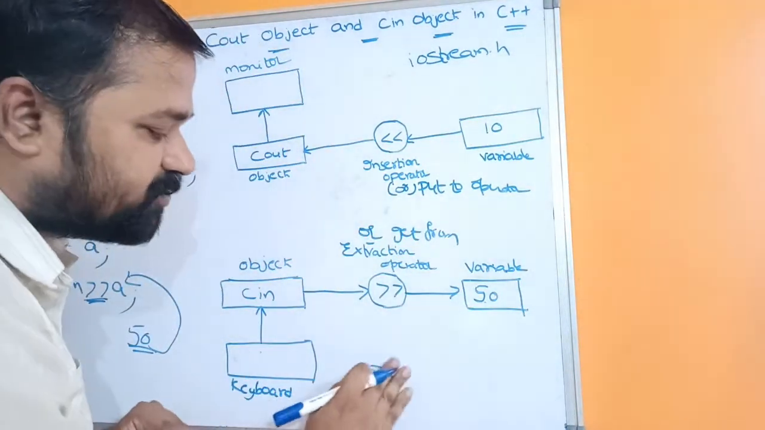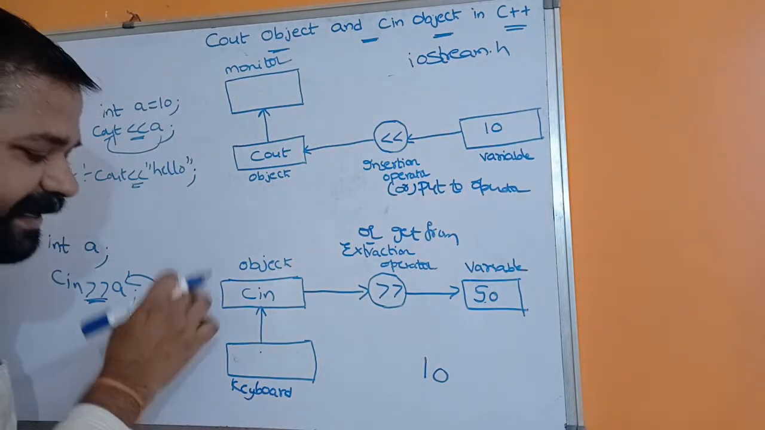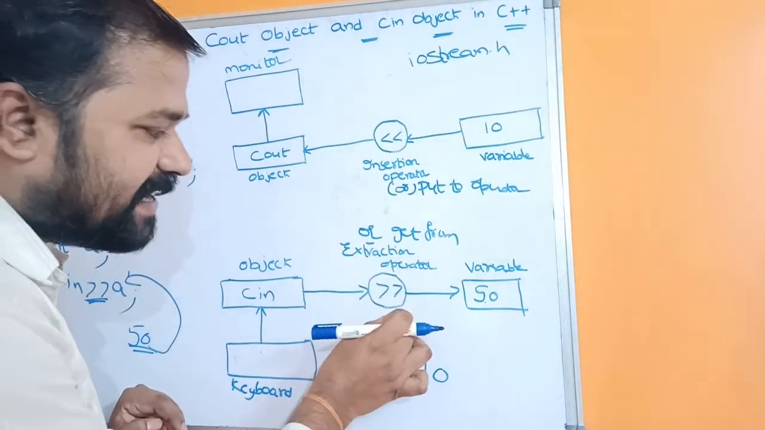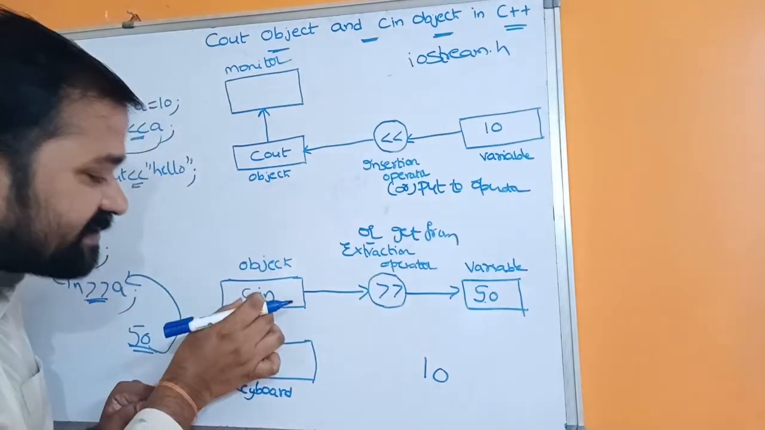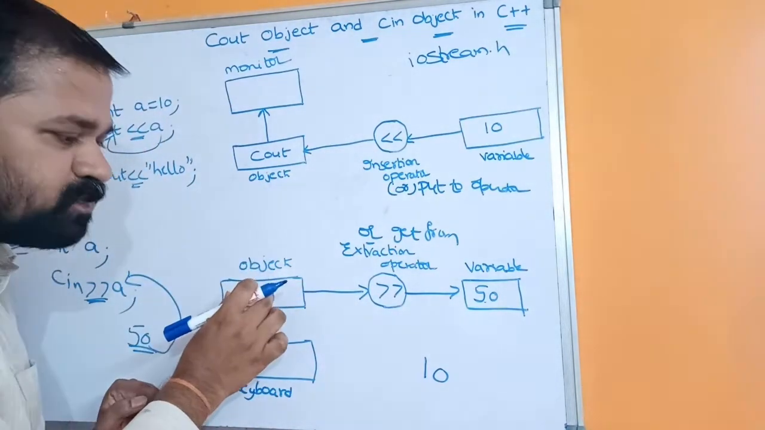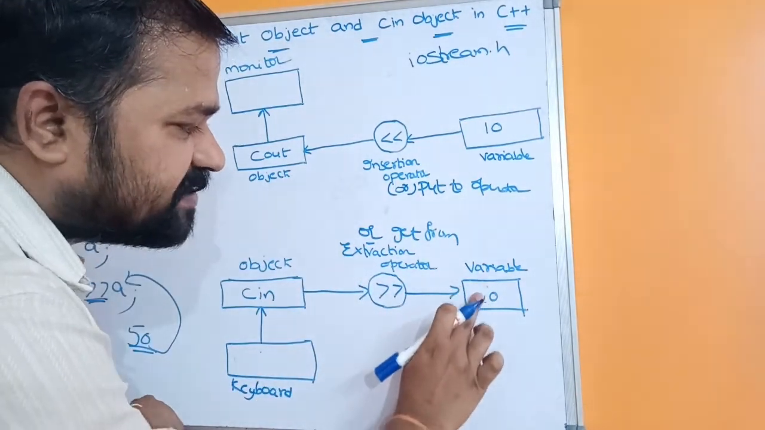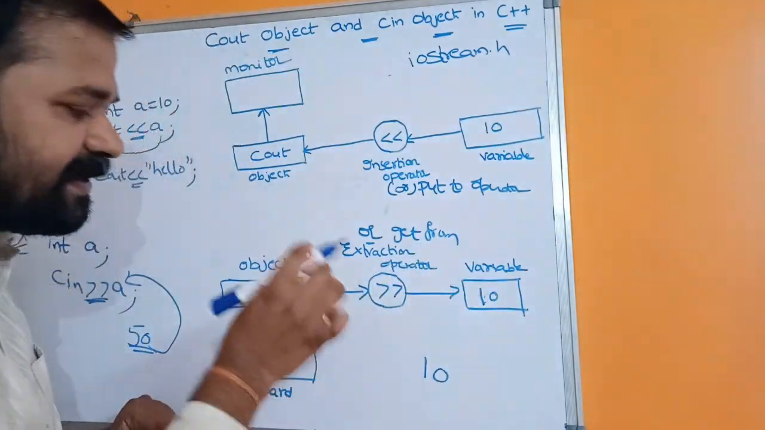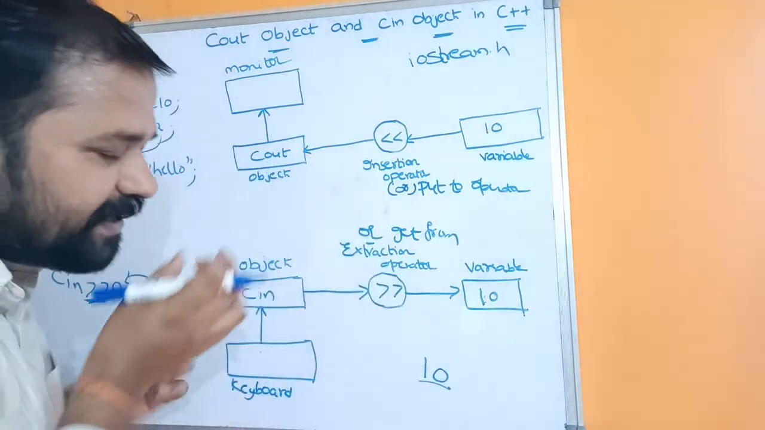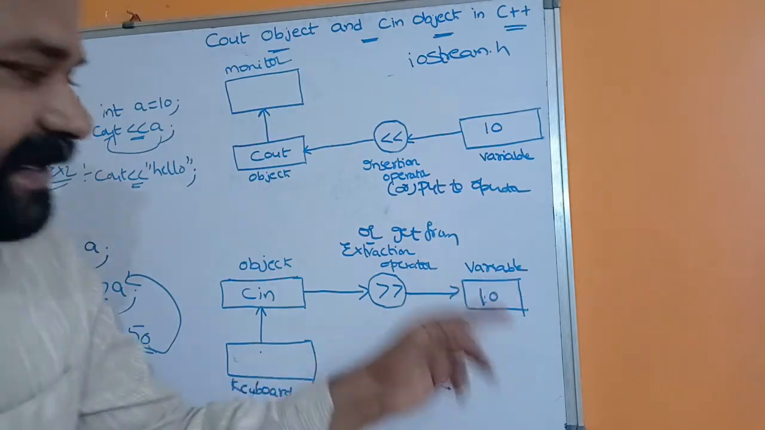Let us assume that we have entered a value called 10. So now the cin object reads the corresponding number from the keyboard. The greater than operator extracts that value from the object and assigns the corresponding value to the variable which is available on its right hand side. Let us assume that we have entered 10 here. Now the greater than operator assigns the corresponding value to the variable which is available on its right hand side.